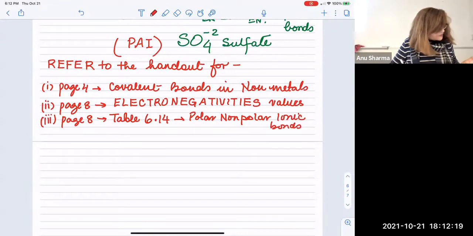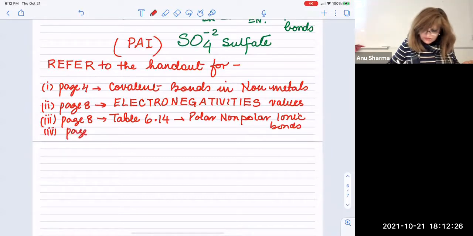And then the fourth is the net polarity in the molecule. Net polarity is also on page 8, in a table. So you get an idea of what it means.